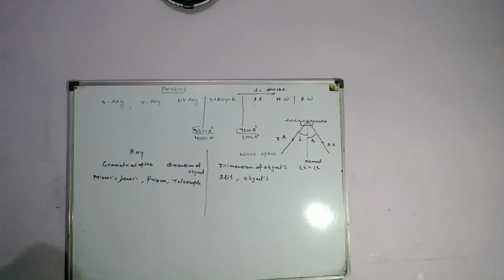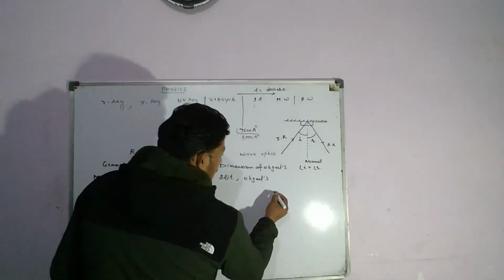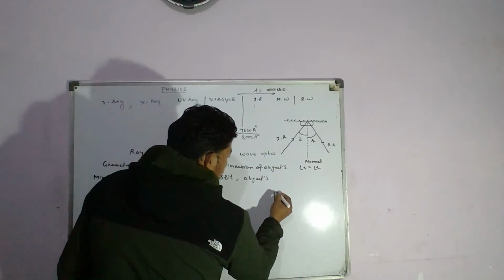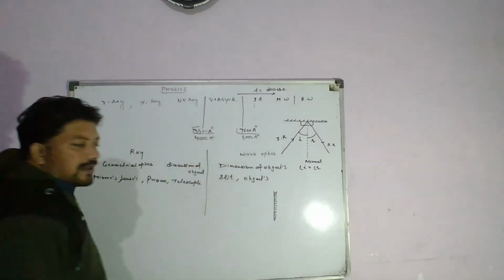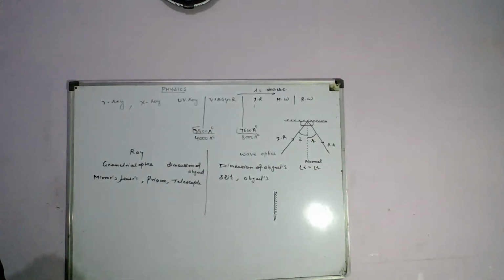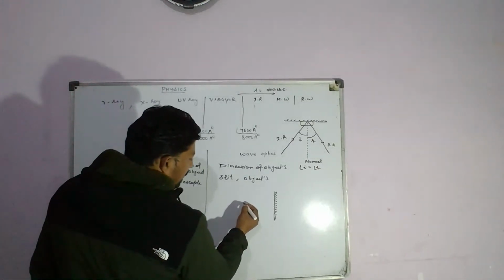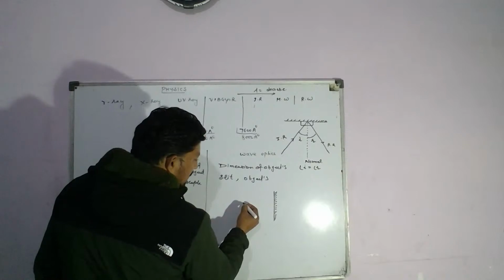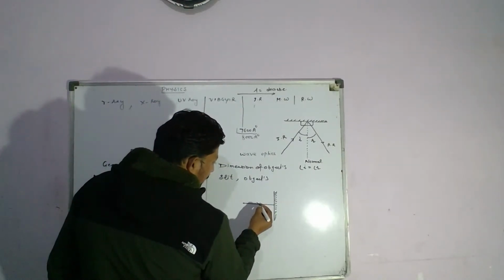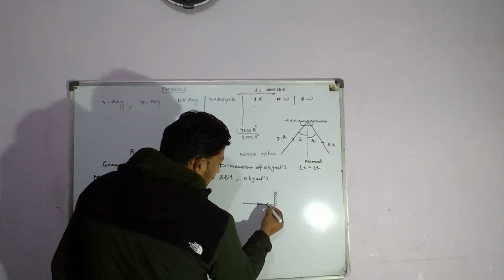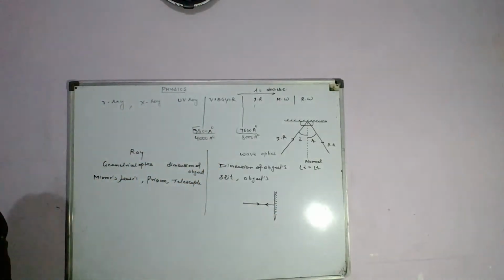Suppose this is a plane mirror. The back side has a silver coating, and silver is the best reflector of light. If you take the object at this point, the incident ray strikes the mirror at an angle and reflects at the same angle.